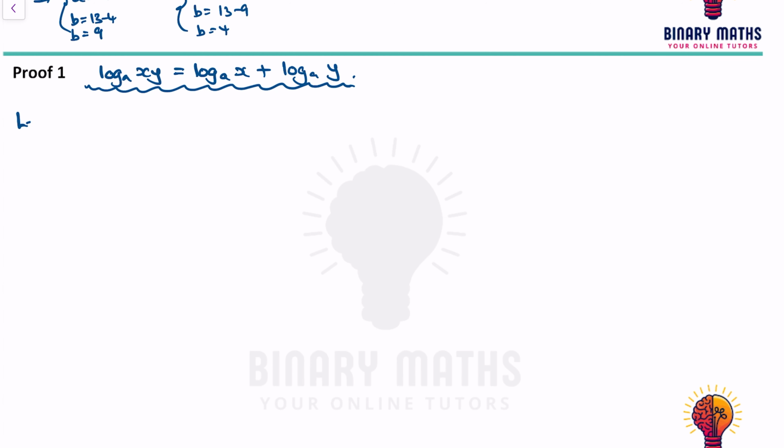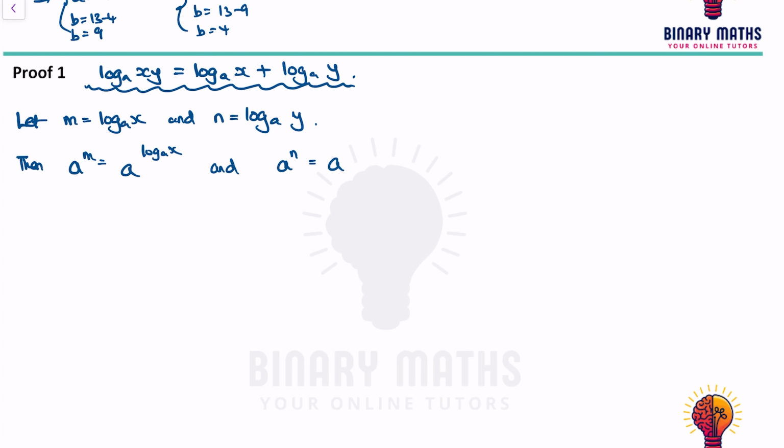Okay, let m be equal to log base a of x and n be equal to log base a of y. Then that means a to the power of m is equal to a to the power of log base a of x, and a to the power of n is equal to a to the power of log base a of y. That means something cancels out. a to the power of m with the x, and a to the power of n with the y.